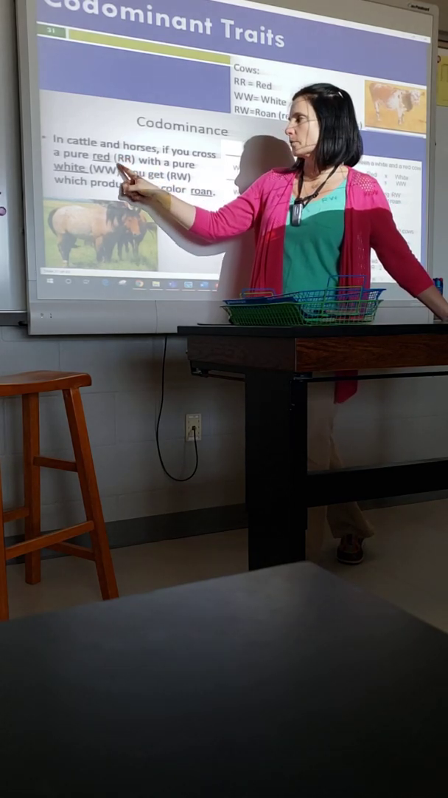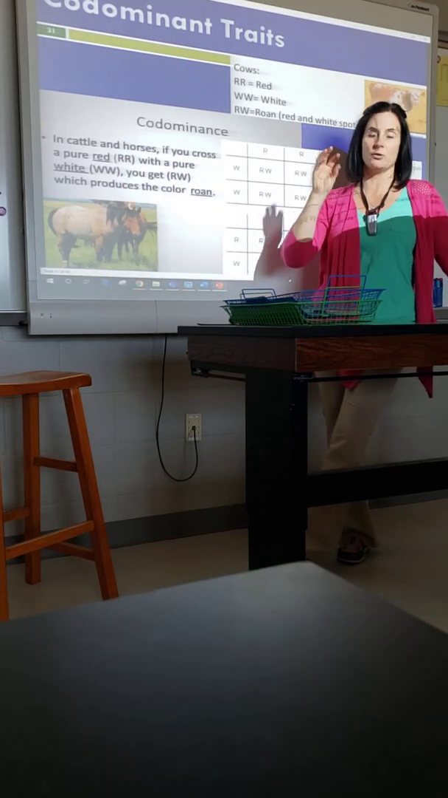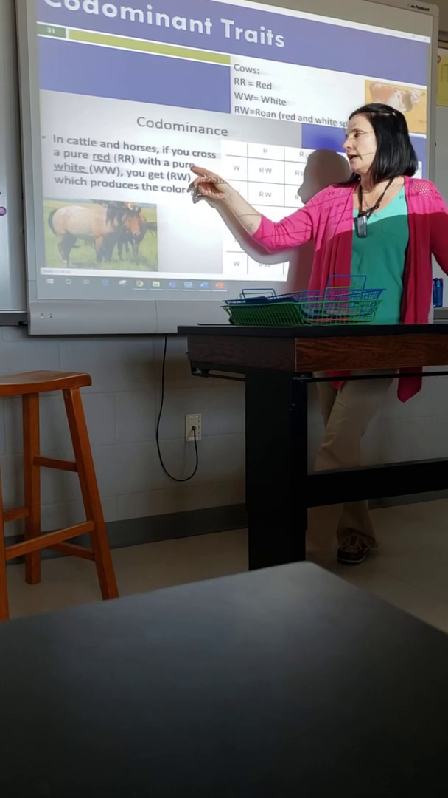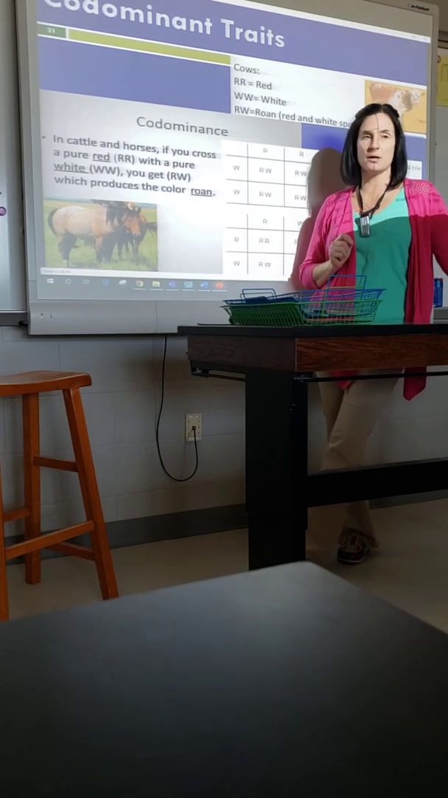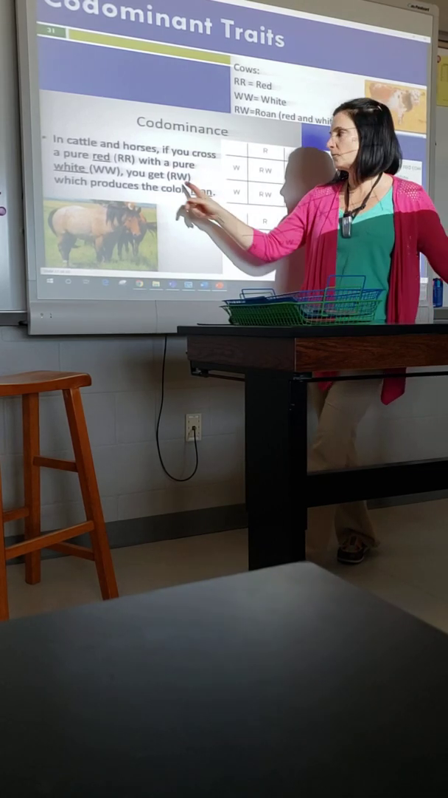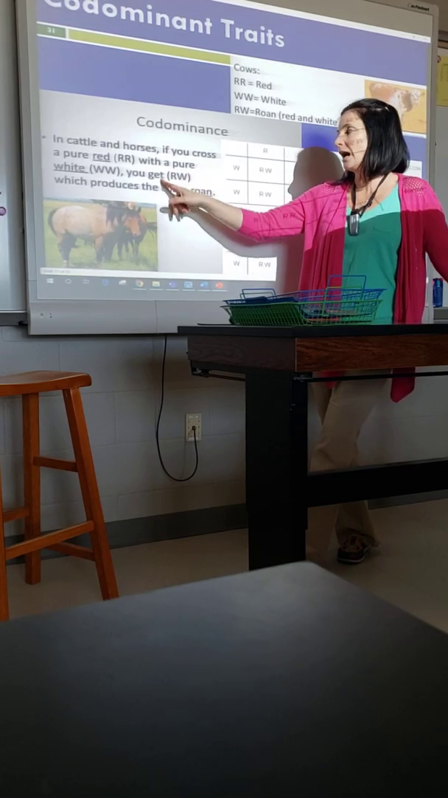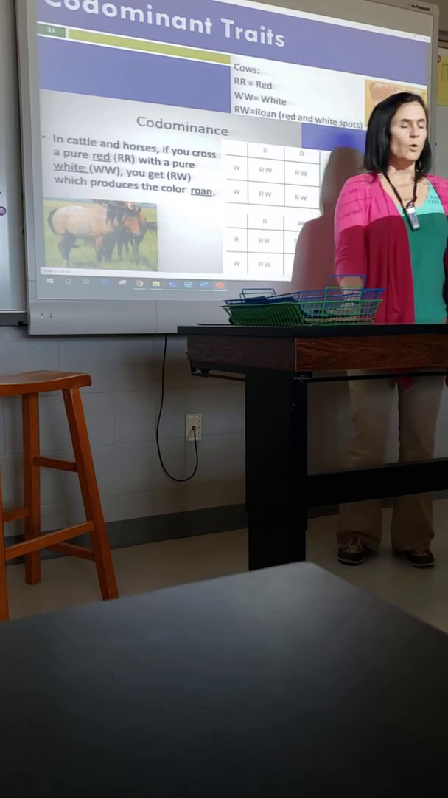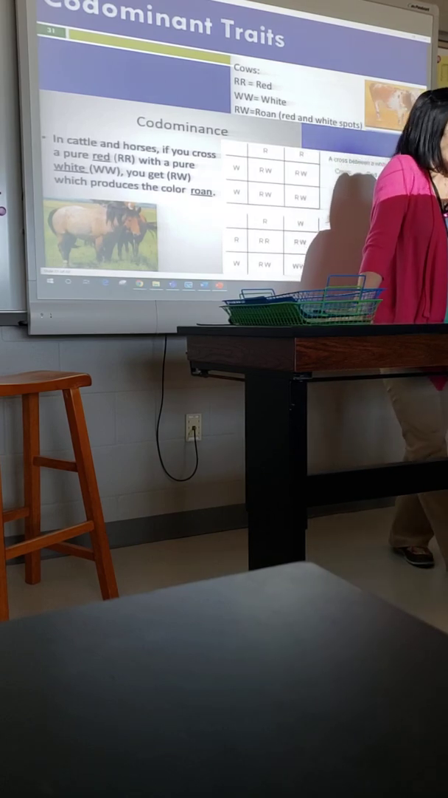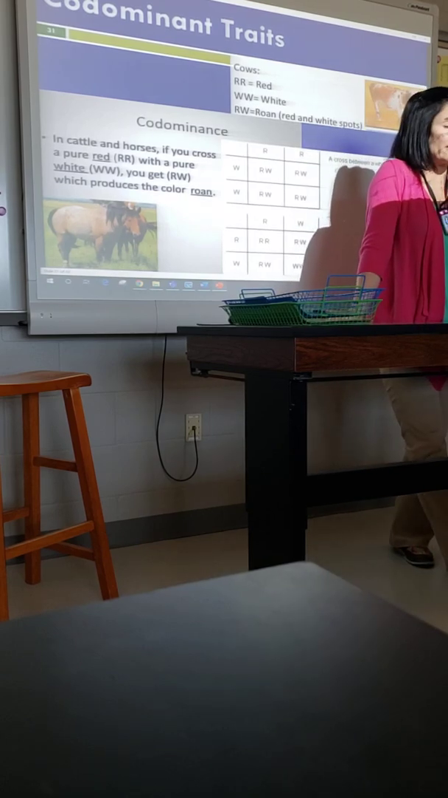So this is a purebred where it has all red. So it's big R, big R. And then you have purebred, big W, big W. You can get crosses that are hybrids, we call them, or that mixture. Kind of like that idea of something being heterozygous.